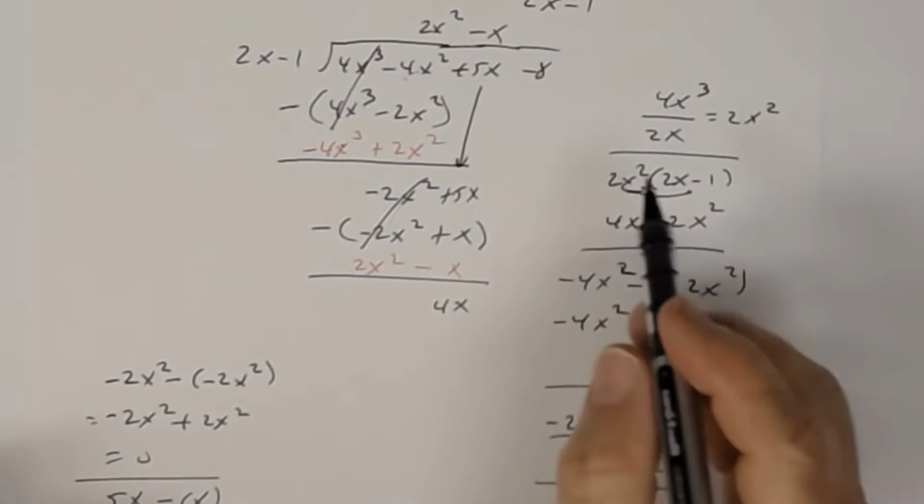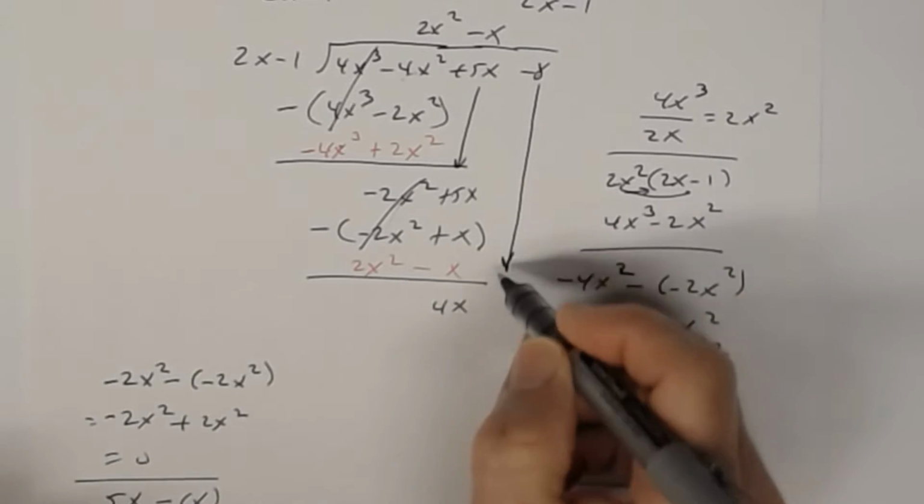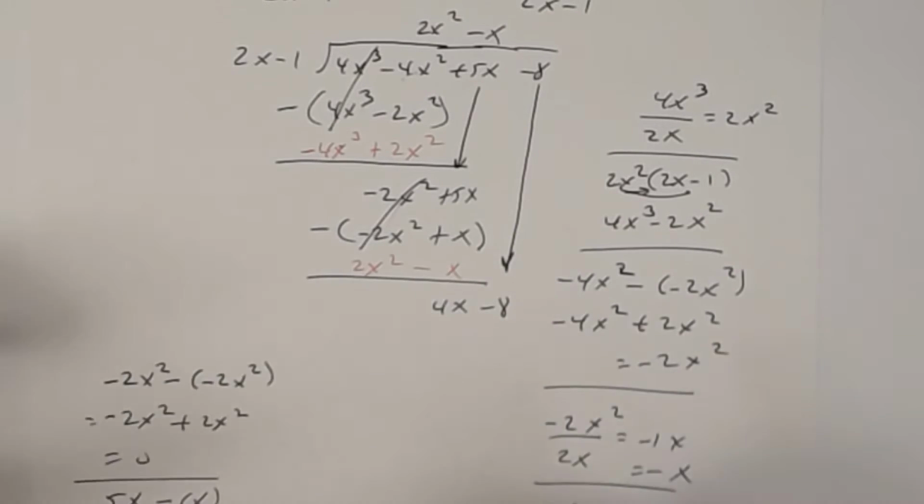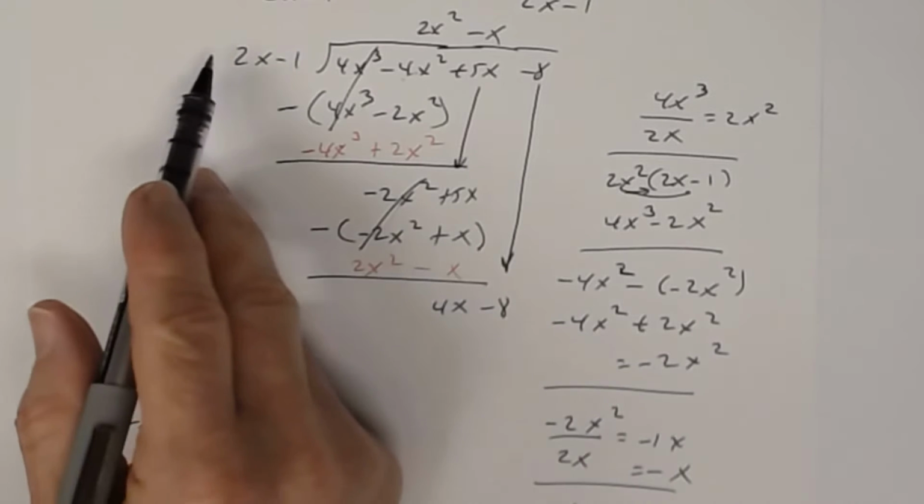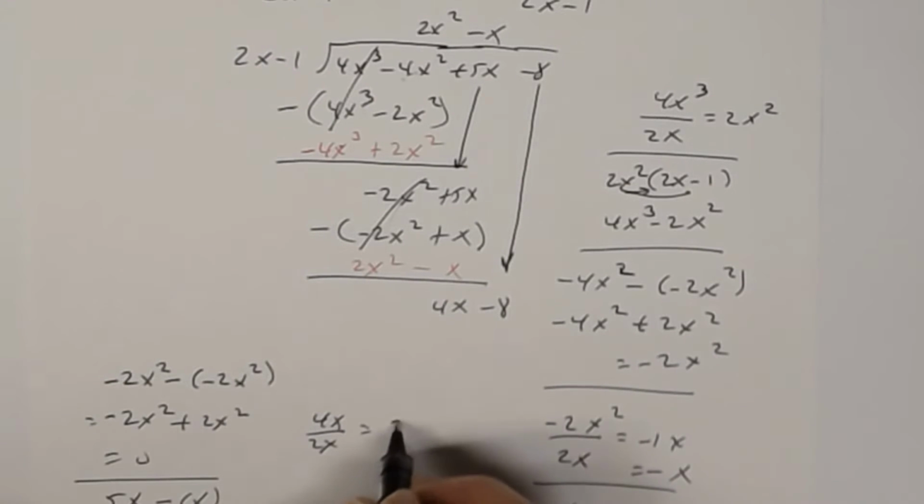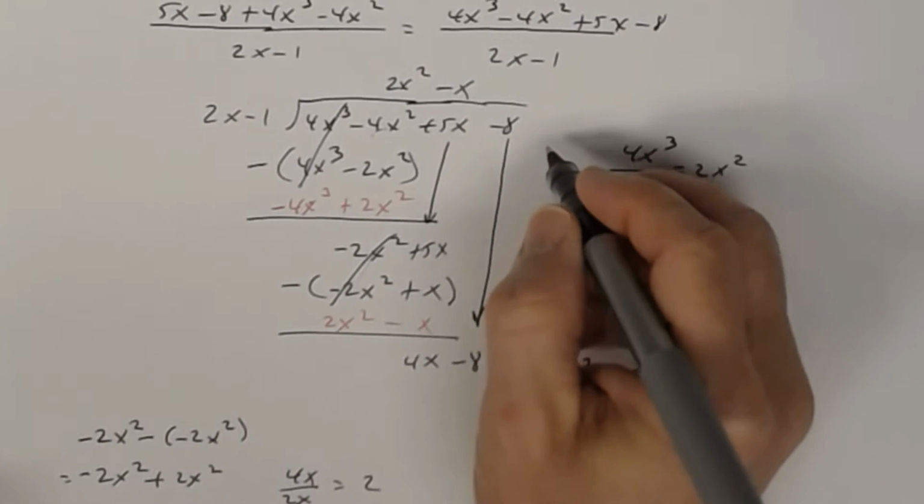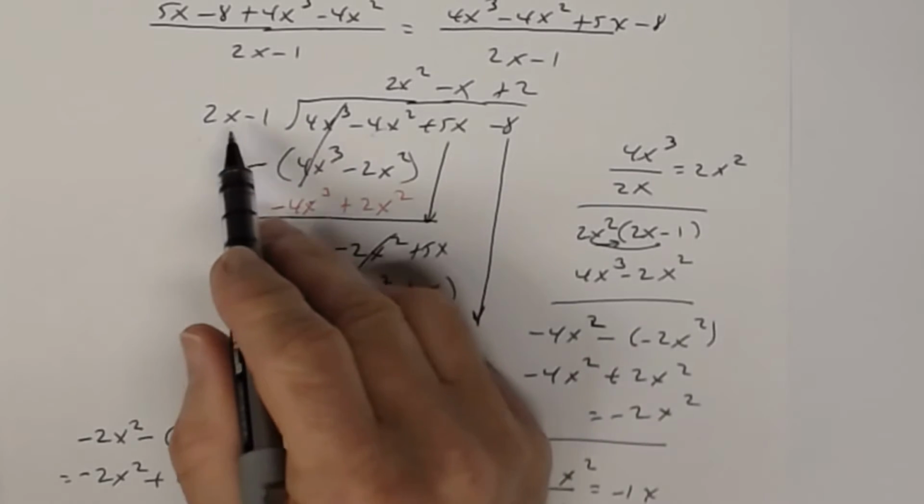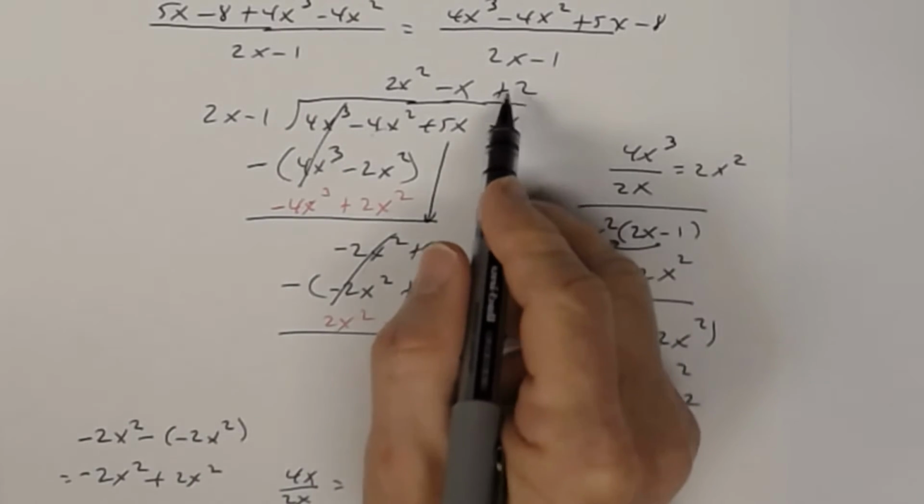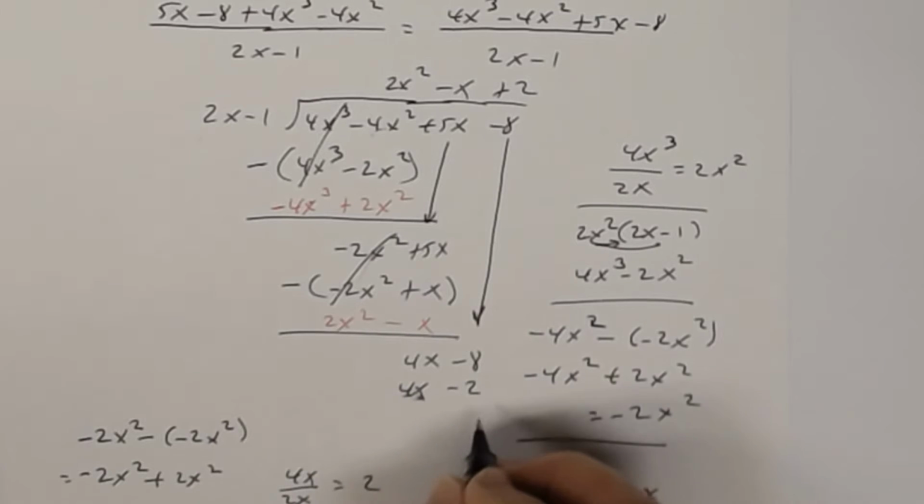Okay? And now you bring down your next term. And that will be our last term. And then you do the division all over again. So 4x divided by the first term of your divisor, 2x, just gives us 2, because x divided by x is 1. Okay? And so that's going to go here, so plus 2. And then you do the product all over again. So 2 times 2x is 4x. 2 times a negative 1 is a negative 2. Okay? And then you subtract.